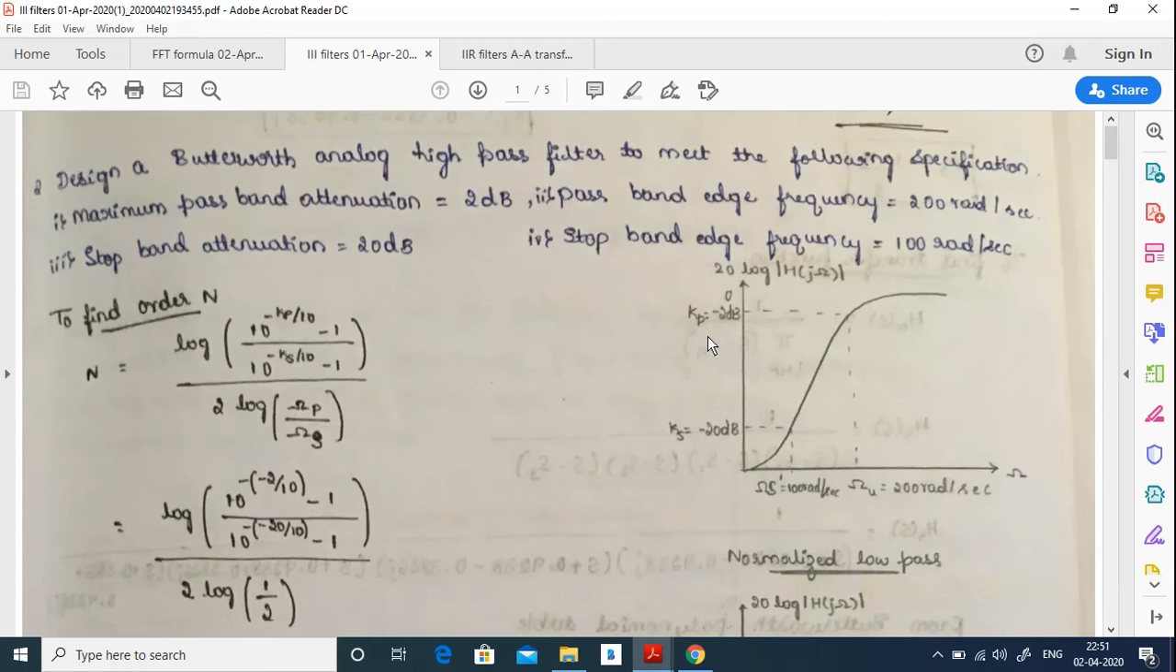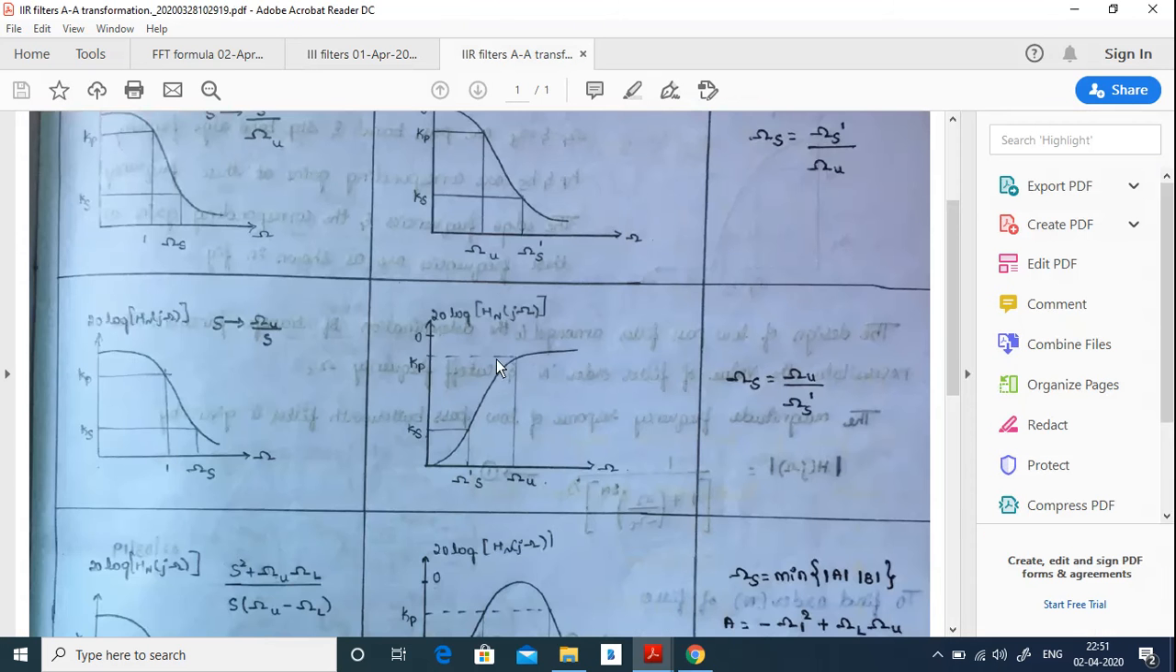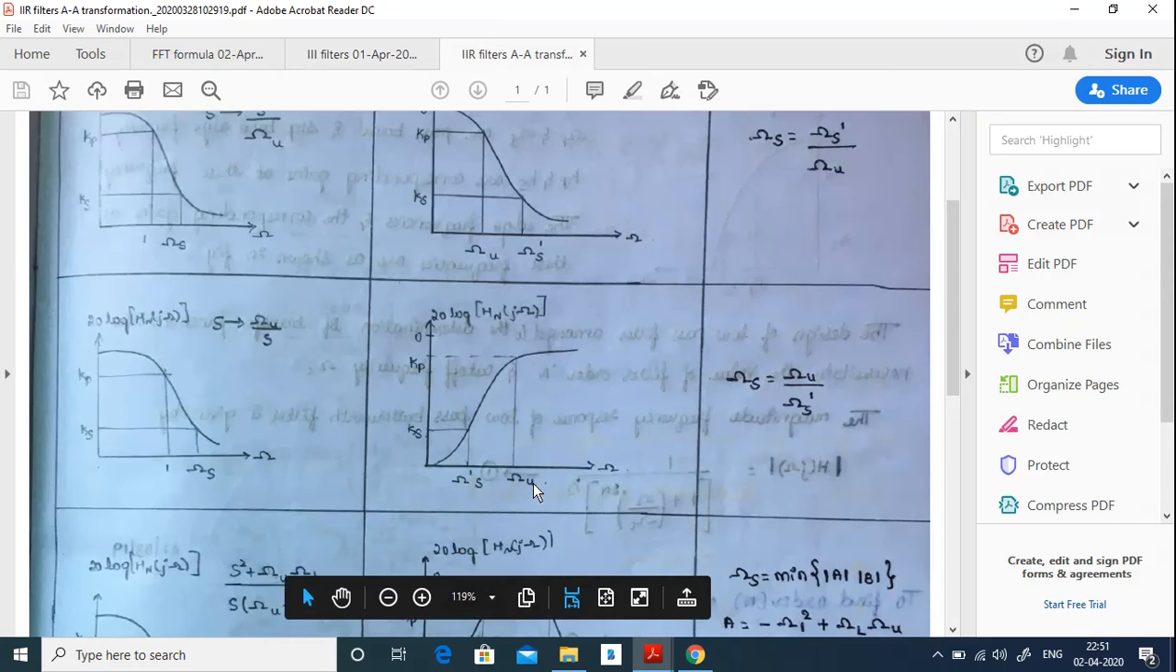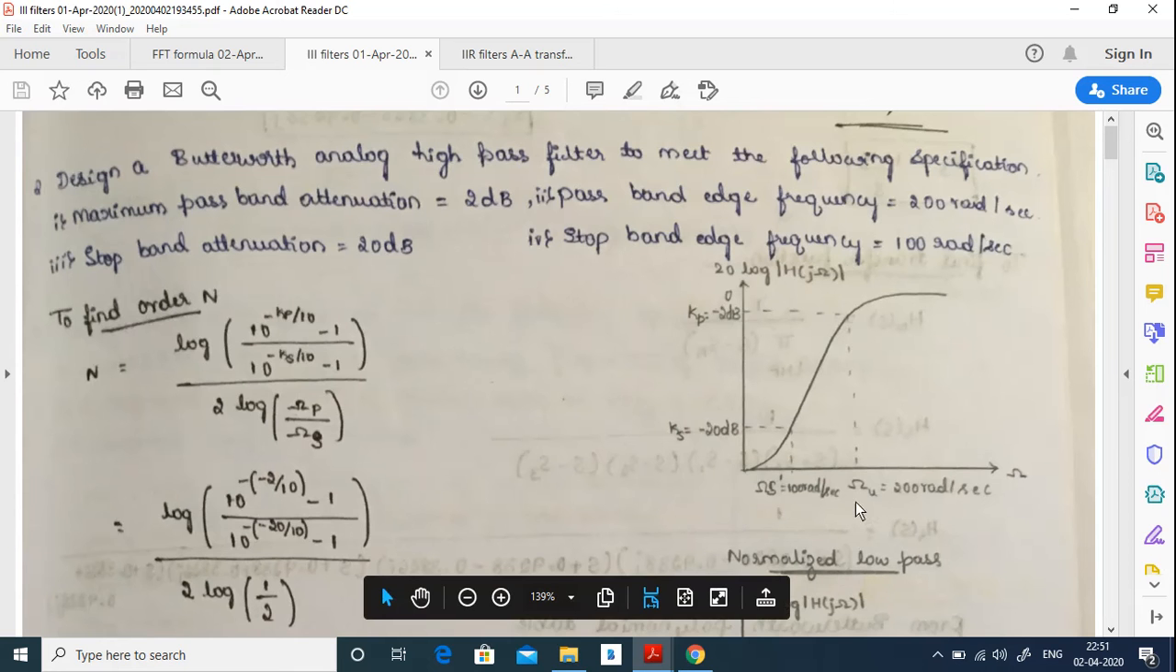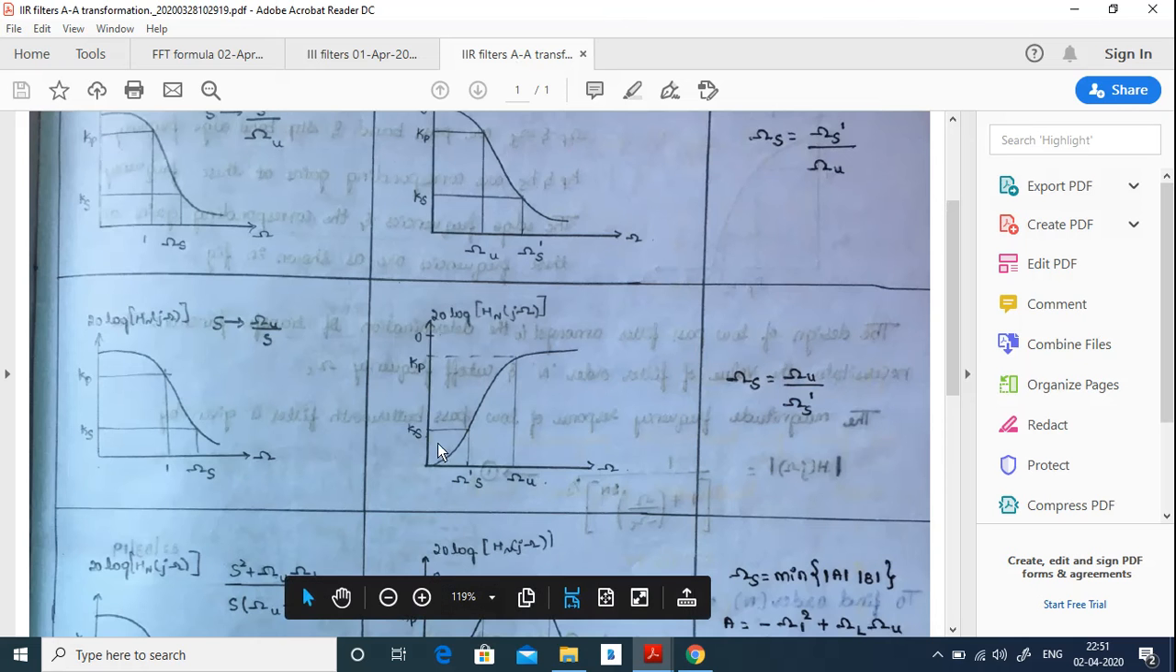The second specification is passband edge frequency, that is corresponding to this attenuation. We'll have one more frequency, see here, which is omega u, which is the upper cutoff frequency. What is the value of it? Its value is 200 radians per second, that is omega u is 200 radians per second. Along with that, we have two more specifications: one is Ks, the other one is omega s dash.